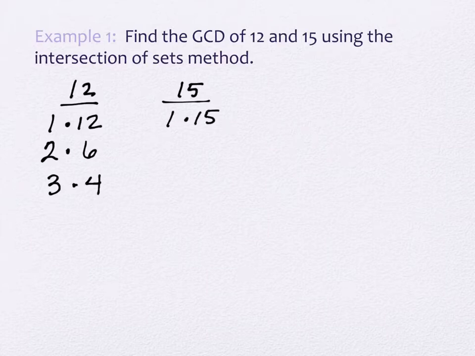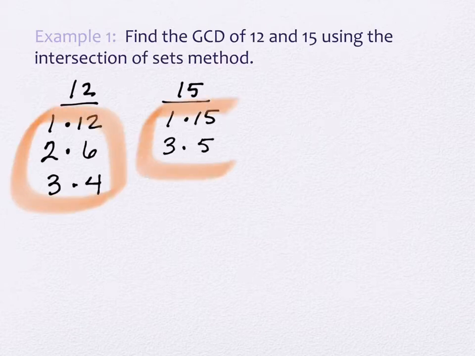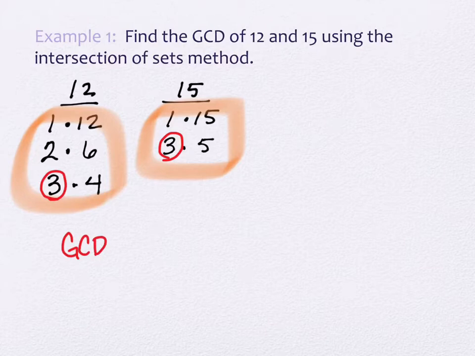I have 1 and 15. 2 doesn't work, but 3 does. So 3 and 5. And I'm done. What I do is I consider all 6 of these numbers and all 4 of these numbers, and I ask myself, what's the biggest number that is in both categories? And it's 3. And so the greatest common divisor, or greatest common factor if you prefer, would be 3. So you're making a big giant list.